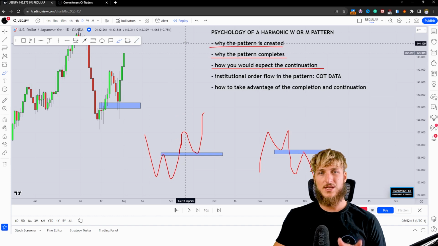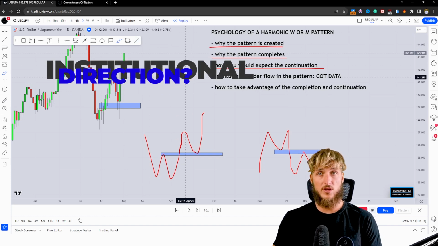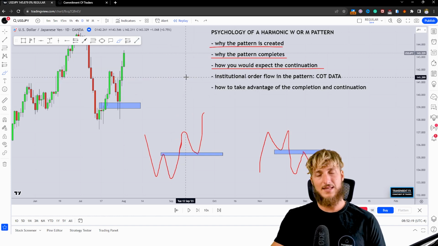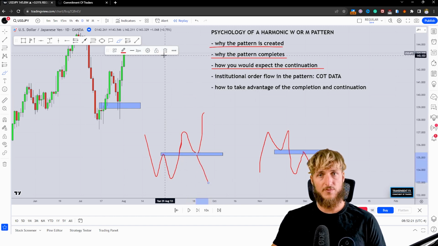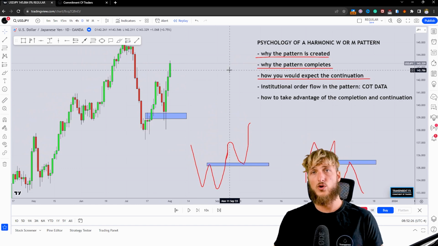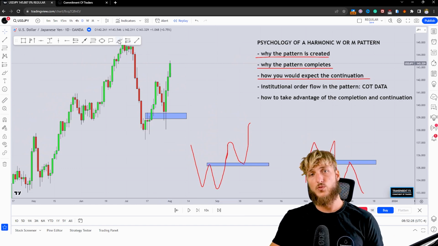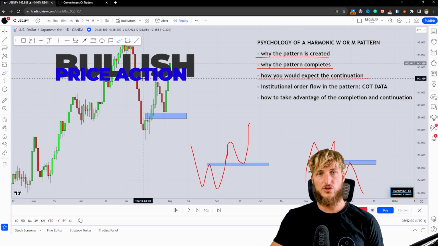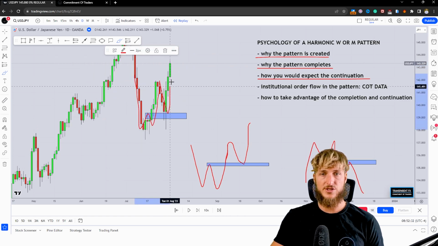However, if you see institutions that are essentially positioning themselves to the opposite side, then in that case, you could expect a break. Now, let's take this specific example here to understand how we could have understood that we could expect more bullish continuation after the completion of this W formation.